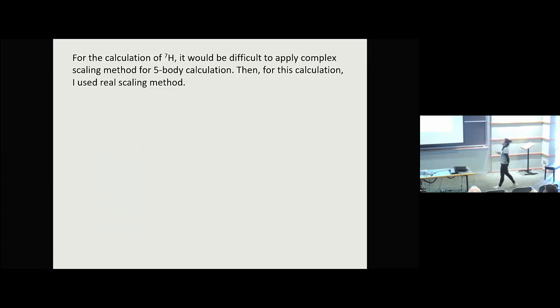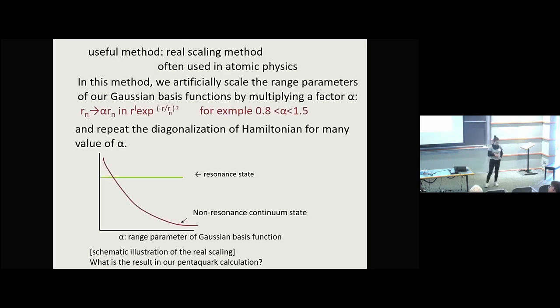So for the calculation of hydrogen 7, it is difficult to apply the matrix complex scaling method for the 5-body calculation. Therefore, for this calculation, I use the real scaling method. What is the real scaling method? This method is often used in atomic physics.